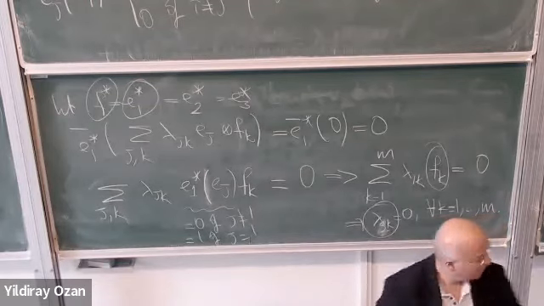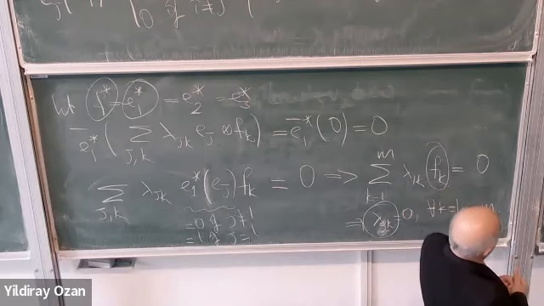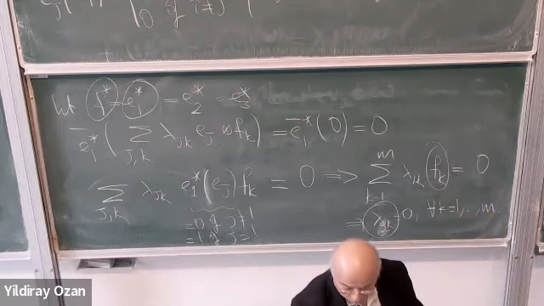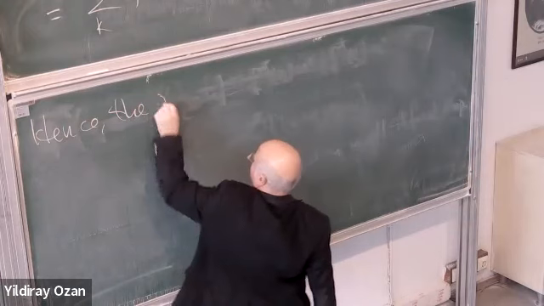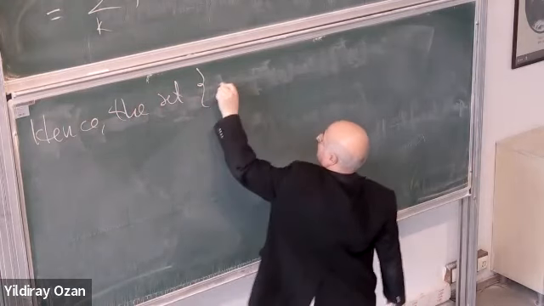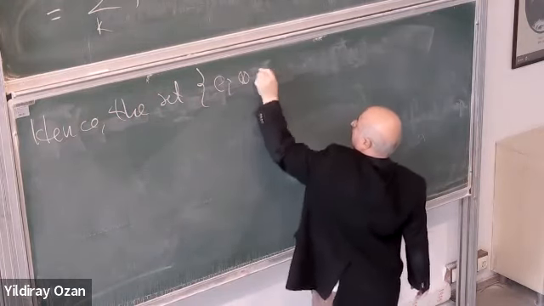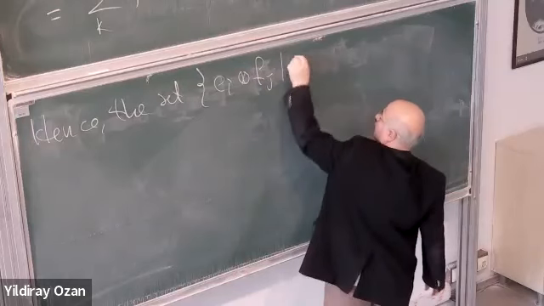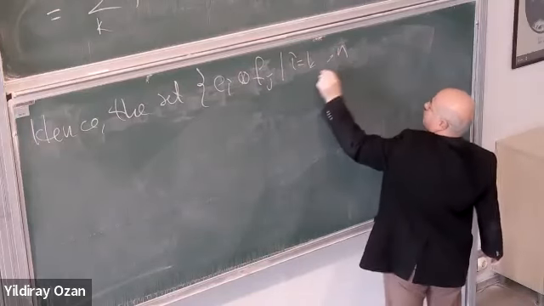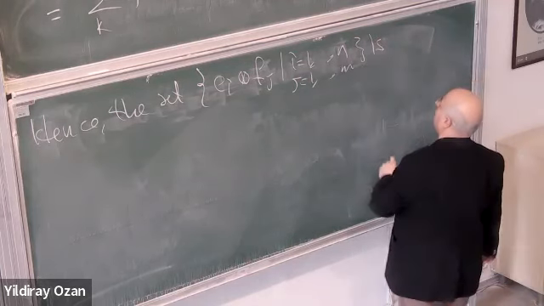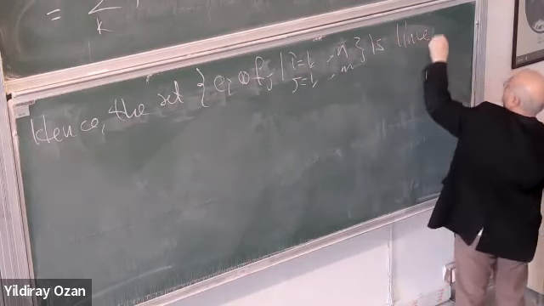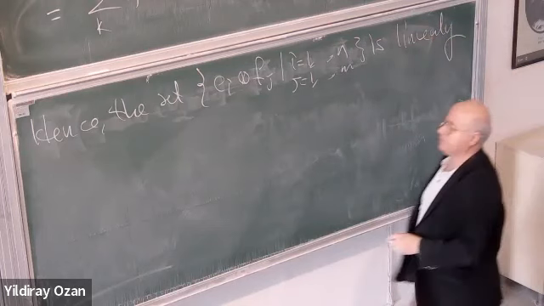Okay. So we proved that hence the set E_i tensor F_j, with i from 1 up to n and j from 1 up to m, is linearly independent.